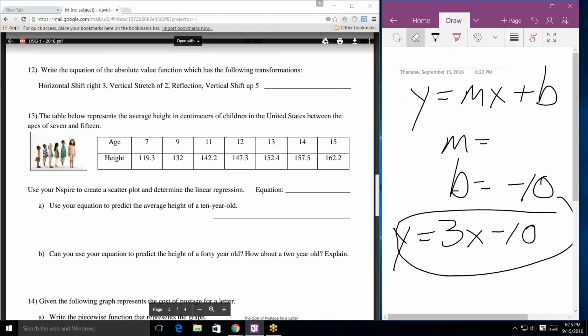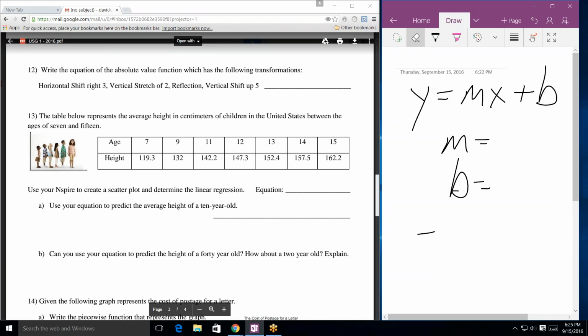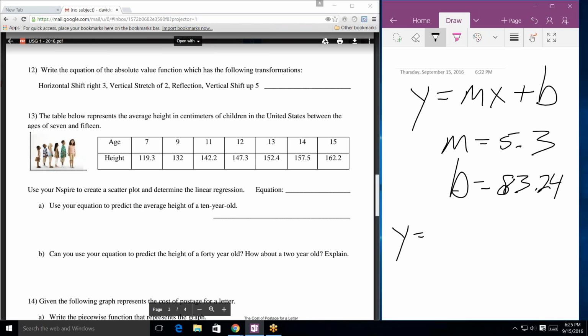Let me just put this in. B is 83.24, and the M is 5.3. So therefore the equation is what? It would be y equals 5.3x plus 83.24. Yeah.